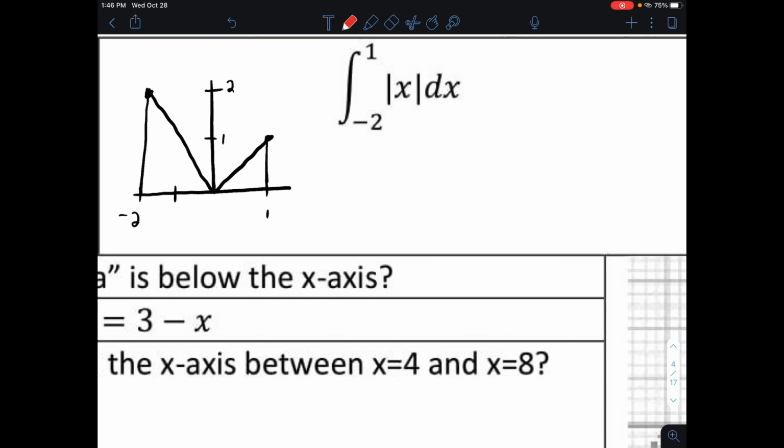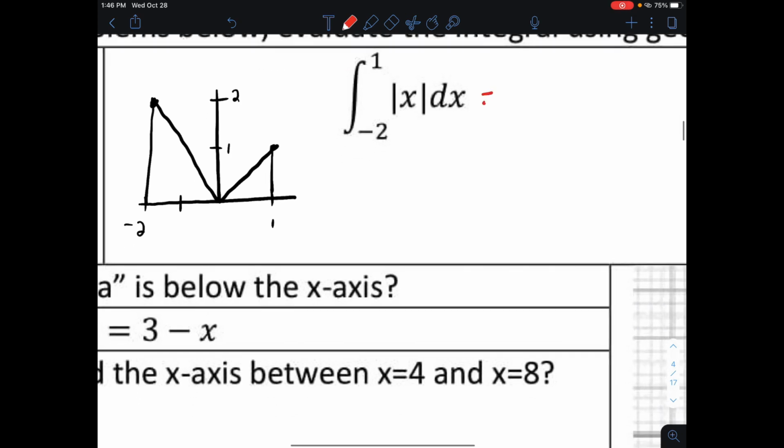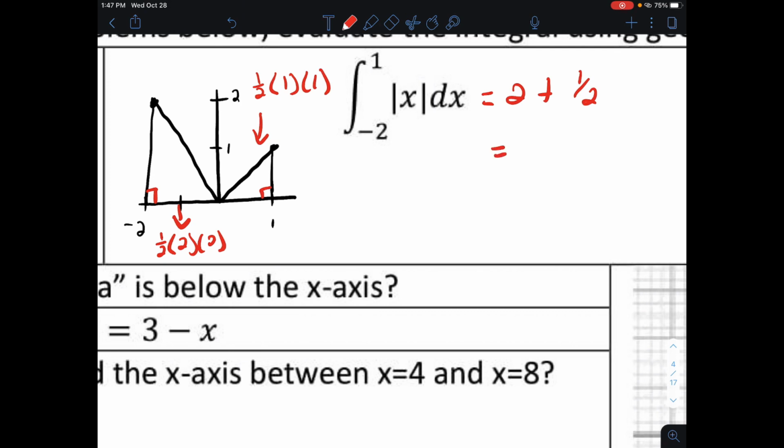We have the definite integral of the absolute value of x dx going from -2 to 1. And we want to use a geometric approach to figure out what that definite integral is going to be. So what we're going to do is find the area of those two triangles and add them together. Well, for this first one, the area would be 1/2 base times height, and that's going to give me 2. And then I'm going to add that to the area of the second one, which would be 1/2 times 1 times 1, which is going to give me 1/2. And if I add those together, I get 2.5. So it's the sum of the areas that we have.